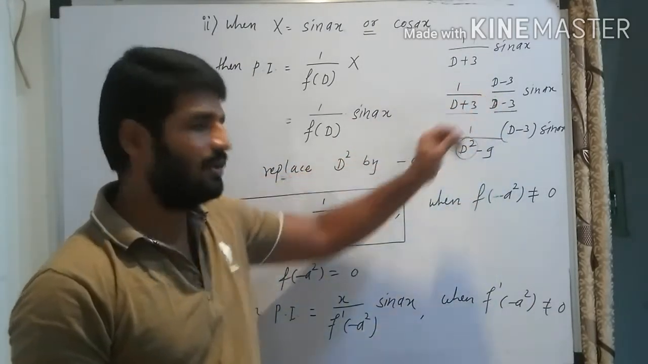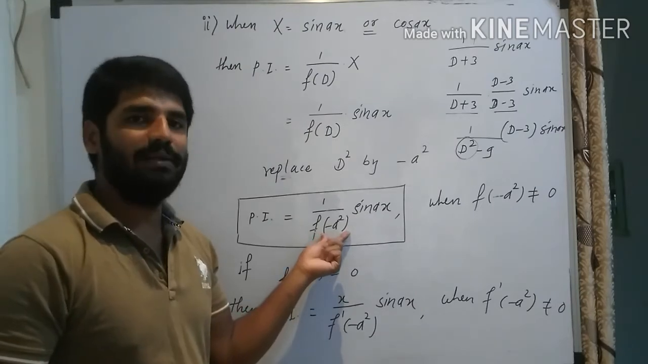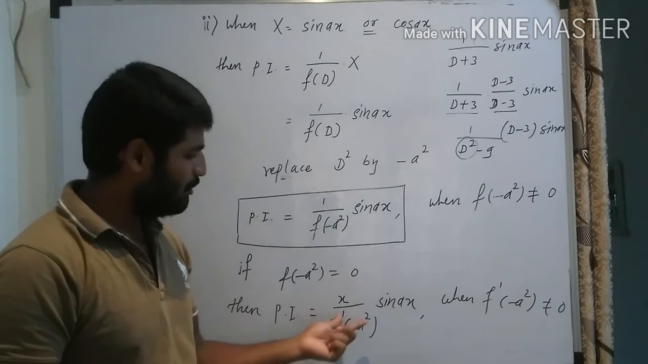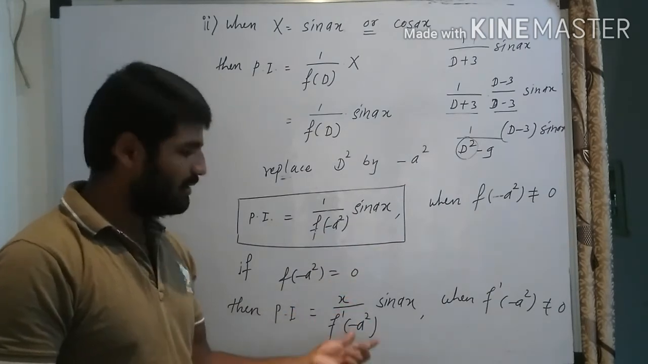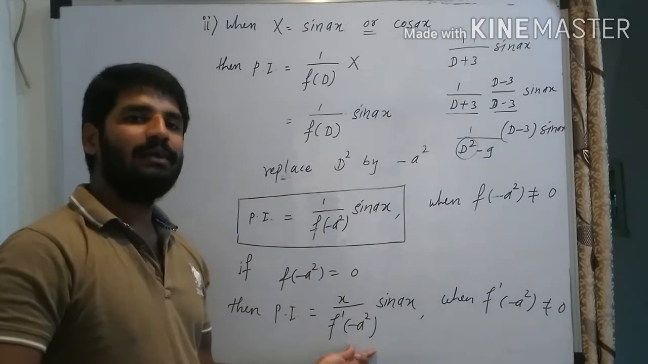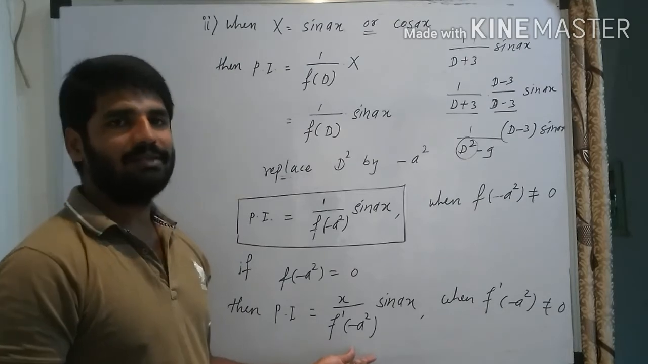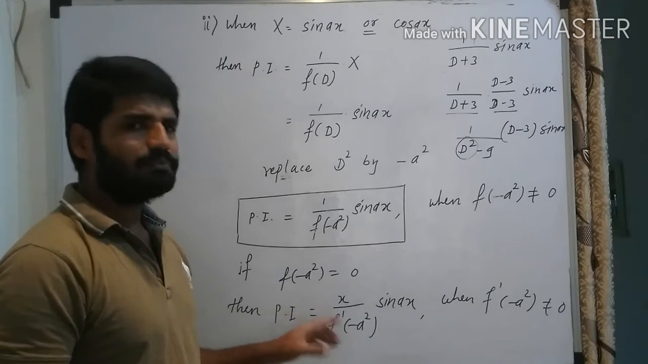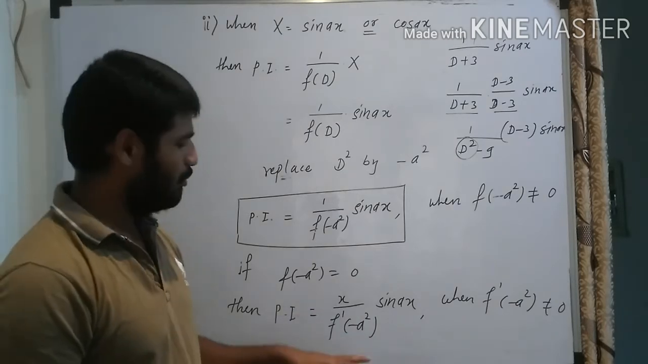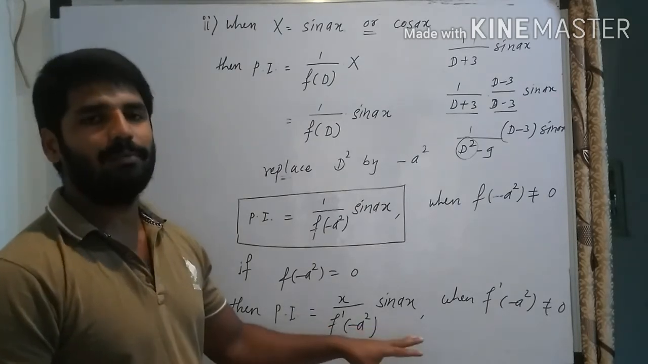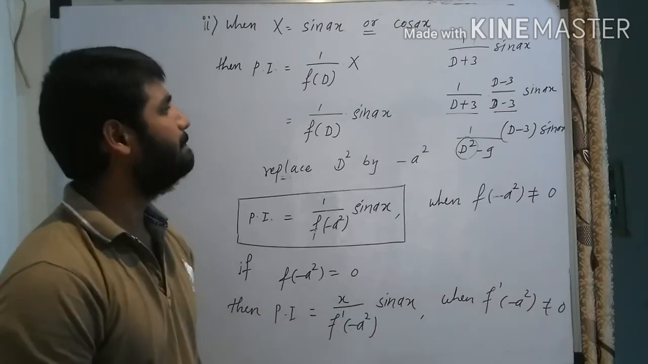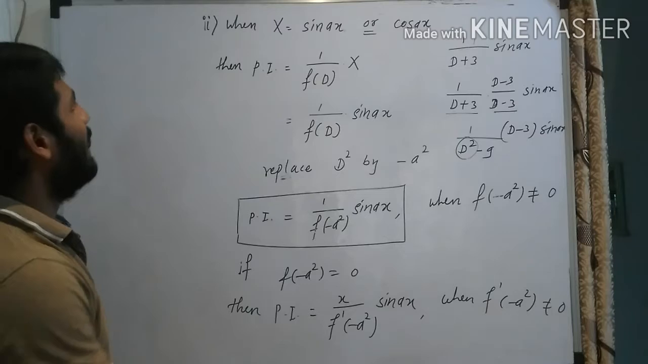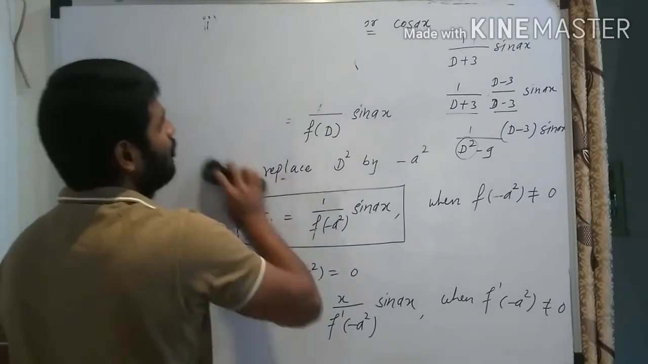We use this method only when the denominator contains small d. If the denominator contains a non-zero term, then we stop here. If the denominator contains 0, then we follow the procedure: we take x in the numerator and take the derivative of the denominator, and again follow the same procedure, replacing d square by minus a square, until we get the denominator as a non-zero term. When the denominator is non-zero, this is your required particular integral, and at that step we stop. So this is the procedure to find the particular integral when capital X is equal to sin x or cos x.